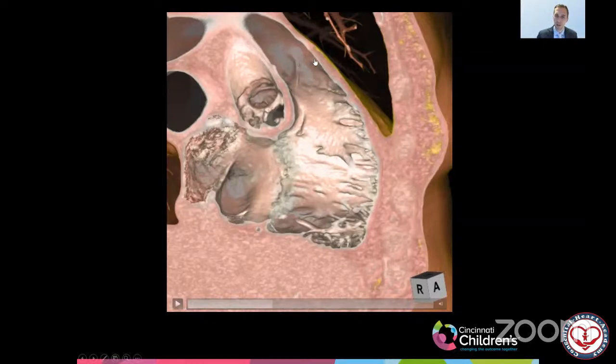So here we see the semilunar attachments of the pulmonary root, and we can appreciate this darker appearance of the ventricular myocardium versus the arterial wall. So this is the anatomical ventricular arterial junction, which in the pulmonary root is a circumferential structure.